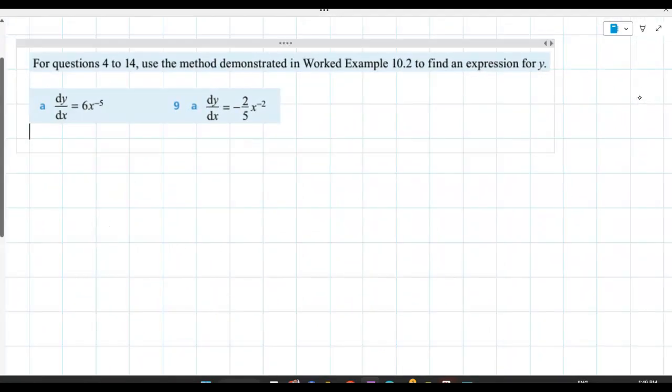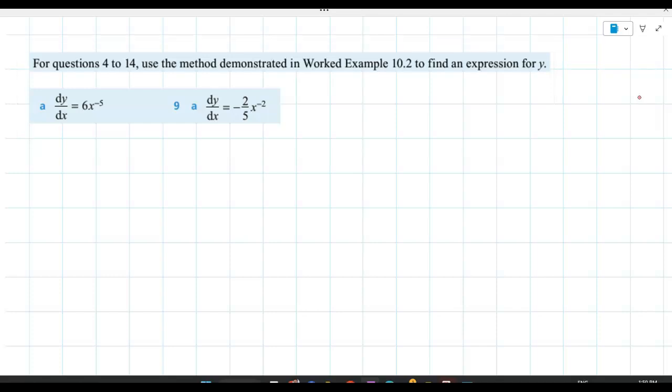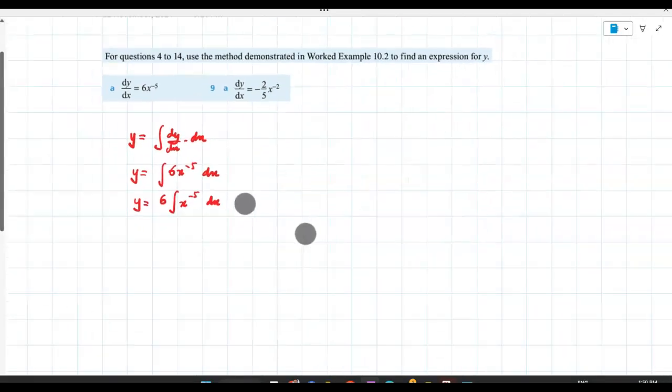Now, what do you do when you have a coefficient? What did you do when you had a coefficient for derivatives? Suppose you had 3x squared. You kept the constant outside and took the derivative of the function. That's exactly what we do. Now find an expression for y. So y is equal to the integral of dy by dx. So y is equal to the integral of 6x raised to minus 5 dx. You just keep 6 as a multiplier. Why do you put dx at the end? That's my variable. You're integrating with respect to x.